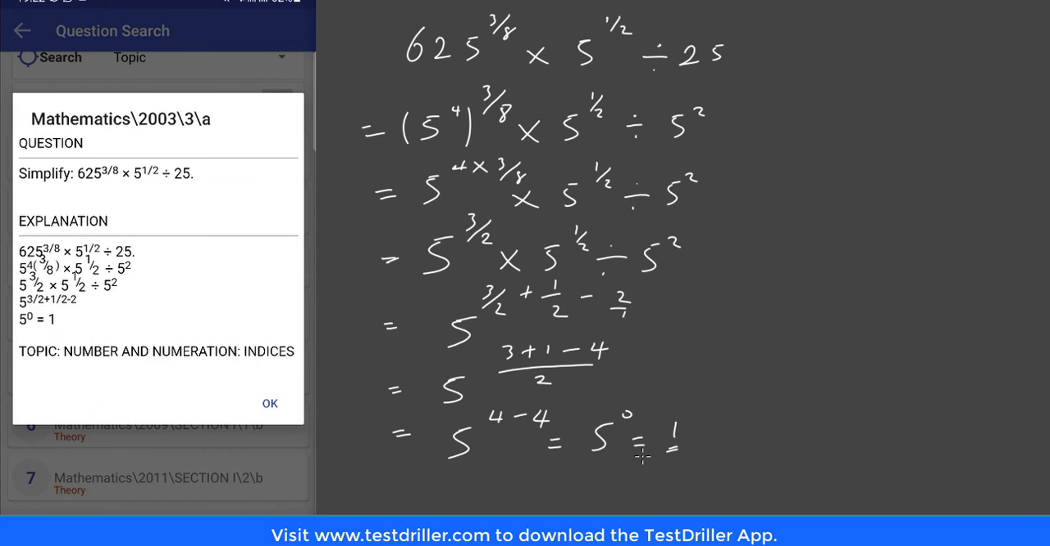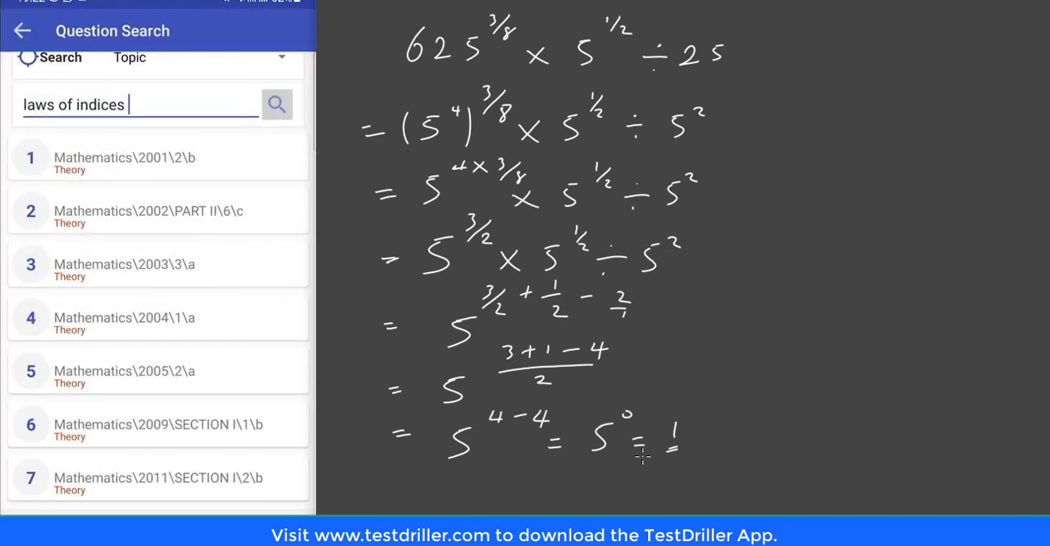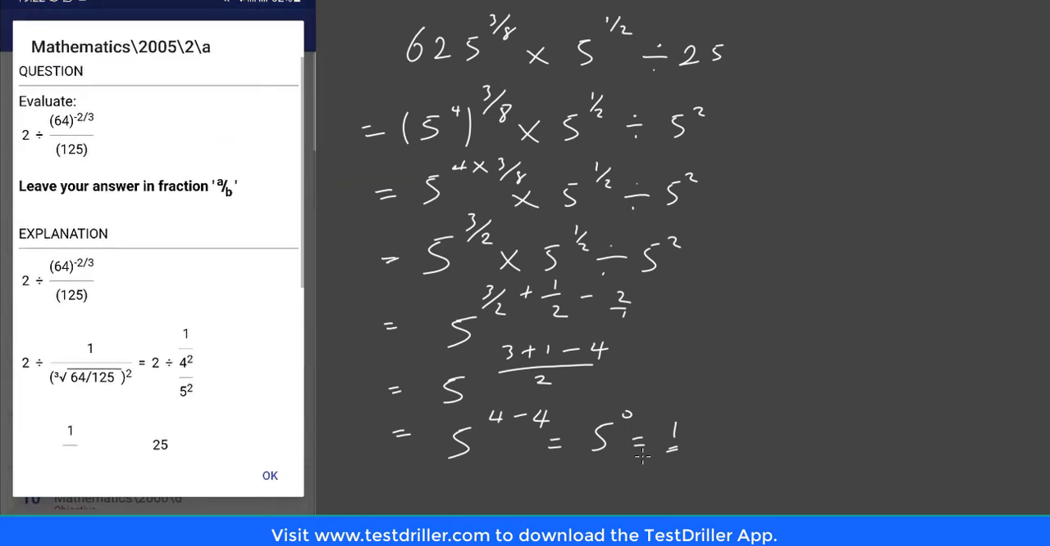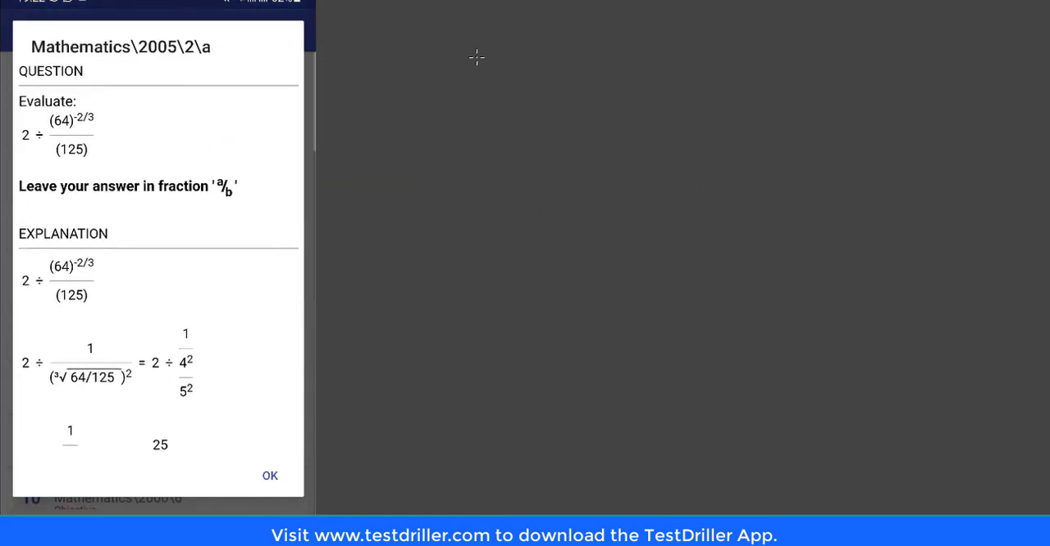So we're going to look at our final question, which is WAEC 2005 question 2A. So the question goes as follows. Here we have 2 divided by 64 raised to the power of minus 2 over 3 divided by 125. So we can write this as follows.